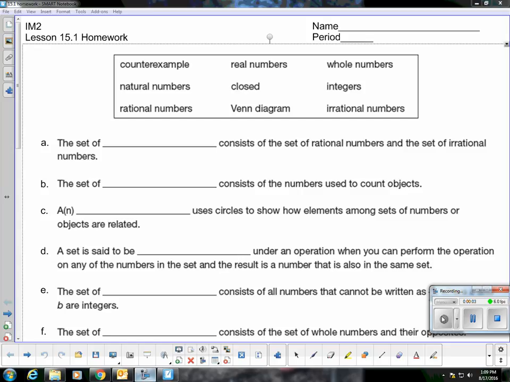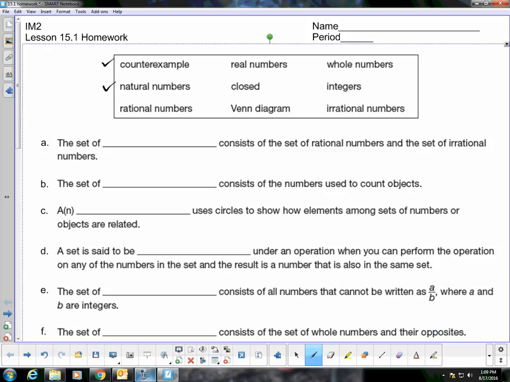19.1 has a homework assignment, and portions of the homework assignment are not included in our curriculum. So I'm going to go through and do the problems that we are including in our curriculum, and I'll let you know which ones you are not responsible to know. So we are going to talk about the term counterexample.